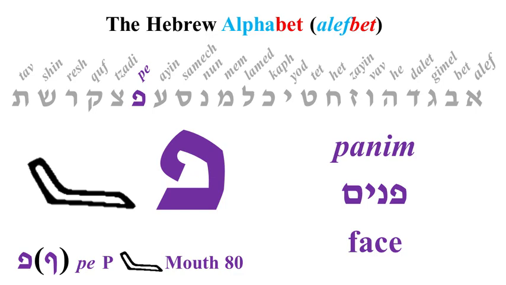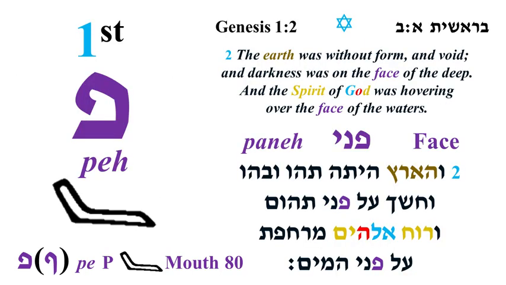It shows up twice. And the earth was without form and void. Tohu vabohu. And darkness, choshek, was on the face of the deep. And the Ruach Elohim was hovering over the face of the waters, pnei ha-mayim. So there it shows up twice. That also is the first Pei in the Bible, in the word face.